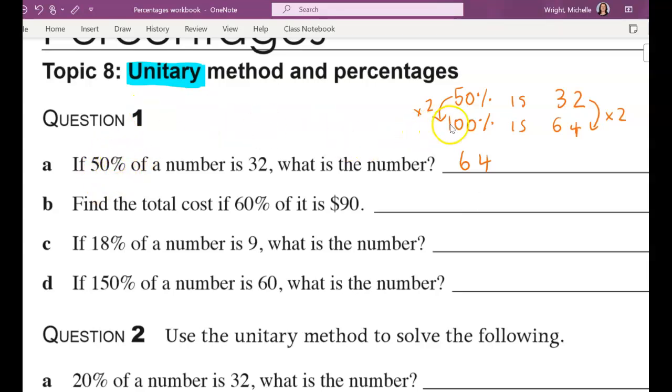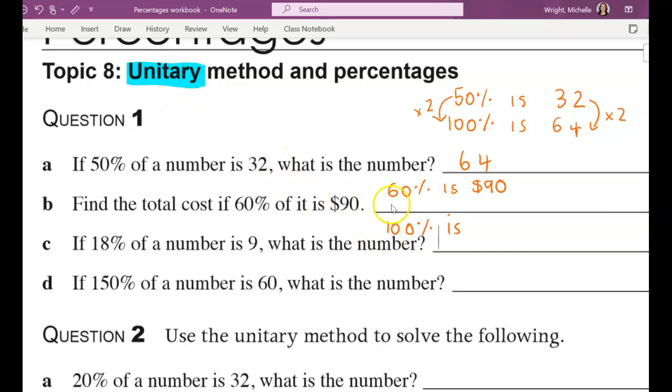And sometimes we can't easily take it straight up to 100, and that would be like the second one here. 60%, we need to take it down generally to a smaller number and then bump it back up to 100. So if we find the total cost, we want to find the total cost if 60% is $90, so 60% is $90. And we want to find the total cost. So the total cost would be 100%. So you could look at, well, what do I do to 60 to turn it to 100? And you could do that in your calculator. You could divide 100 by 60 and work out what that is. That's okay. But I'm going to use the unitary method, okay?